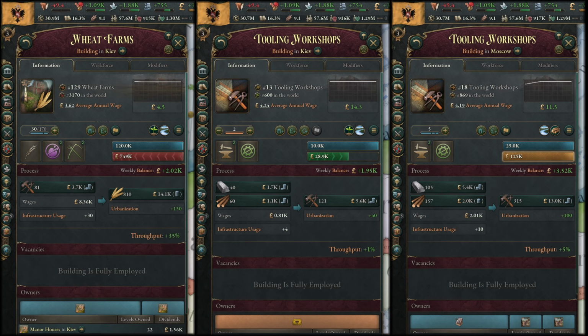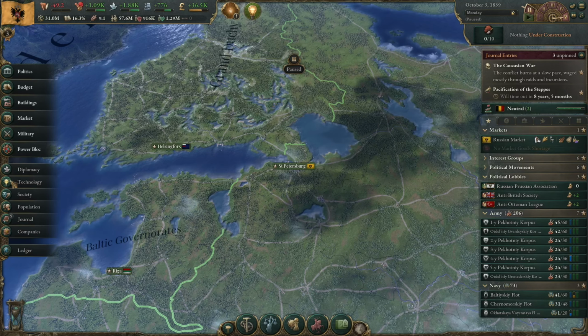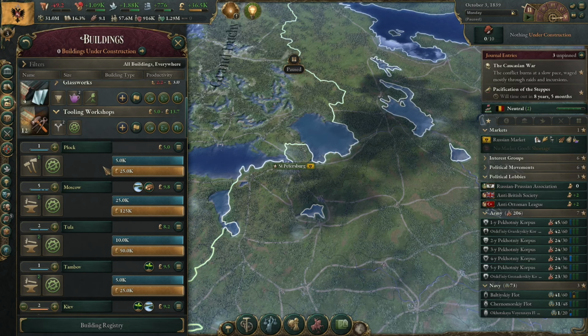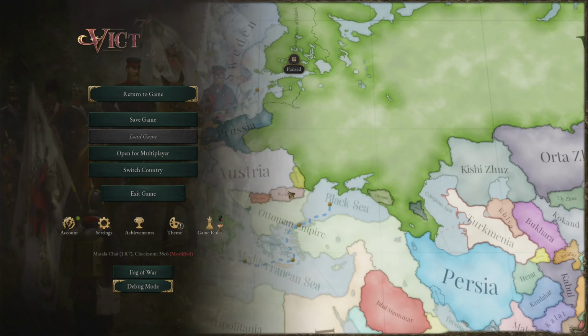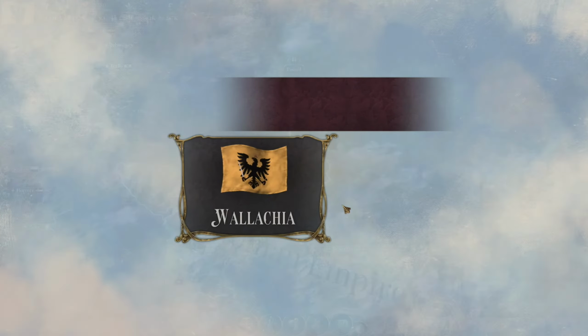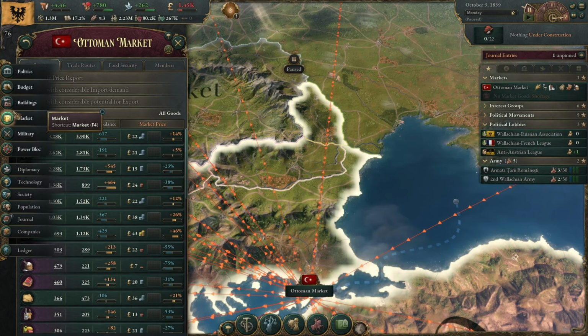The tooling workshop in Kiev is now earning 1,000 pounds extra. The tooling workshop in Moscow is getting around 800 pounds extra, which is obviously less than 2,500 pounds, but there are more tooling workshops. So we are indeed transferring the money to other buildings. And here we can also see a case of when you don't necessarily want to activate labor saving production methods early. When you are a junior partner in a market.